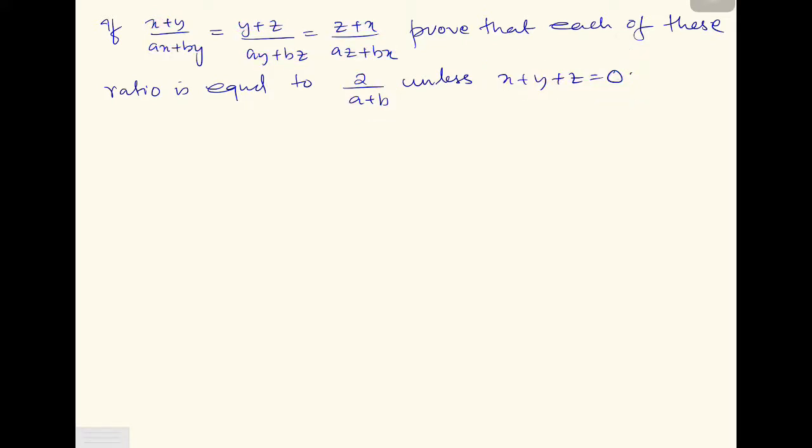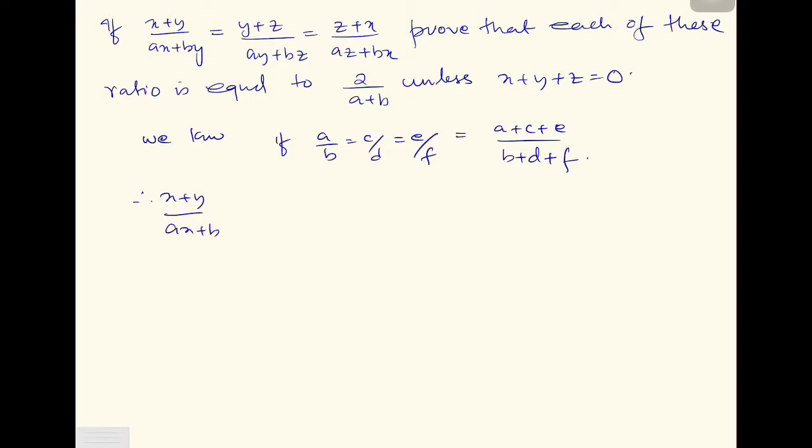We know, that's right, if a by b equals c by d equals e by f, if you remember this property, then this will be equal to a plus c plus e divided by b plus d plus f. Let's do the same thing. So let's copy this here. Therefore x plus y divided by ax plus by equals y plus z divided by ay plus bz, z plus x divided by az plus bx.